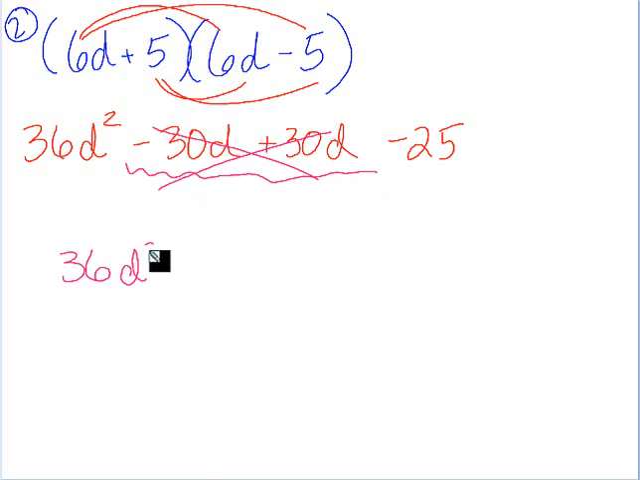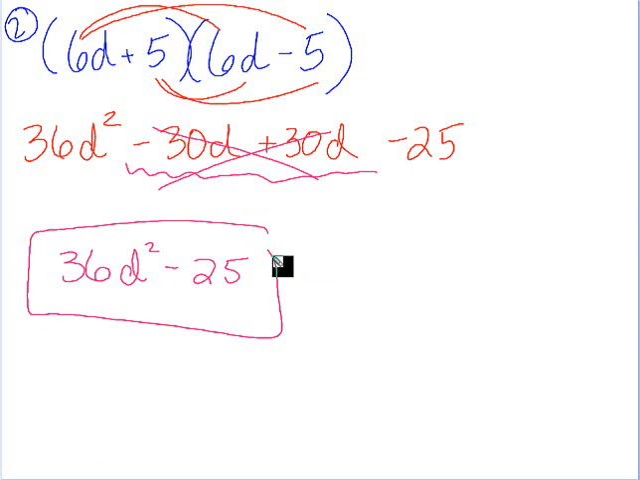Good. Okay, so when we have 6d and 5, 6d and 5, those are the same numbers, but one minus and one plus, the two terms in the middle should cancel. When they're both plus or both minus, they're not going to.